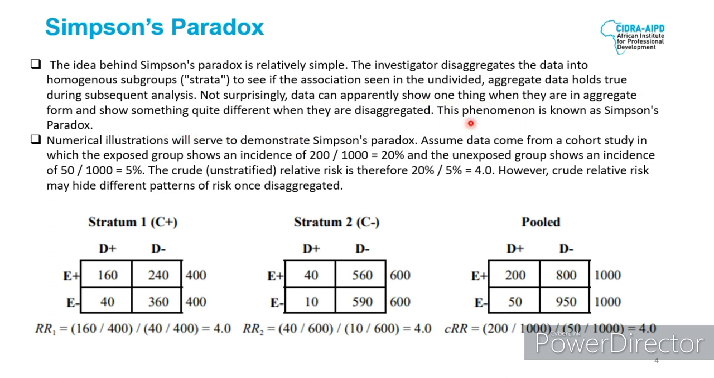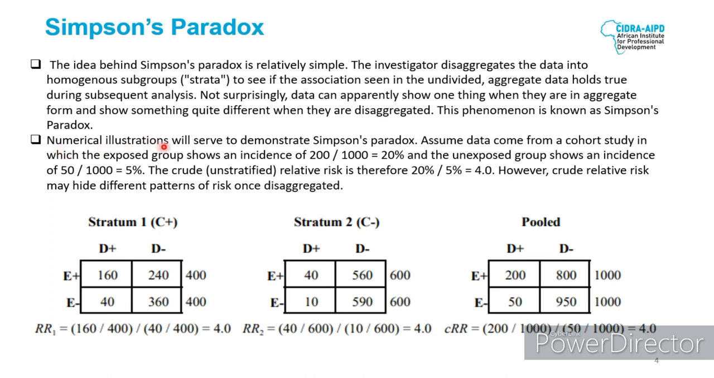This is where the concept of stratification comes in, because the aggregated data shows different results than the disaggregated one. Now, before moving further, let me tell you that the measures of association in the aggregate are called crude measures of association, since relationships have yet to be separated out or otherwise adjusted.